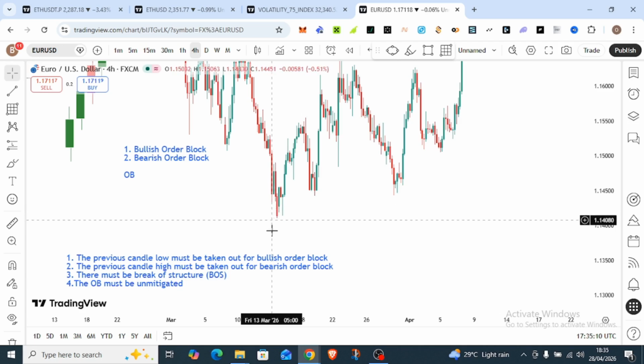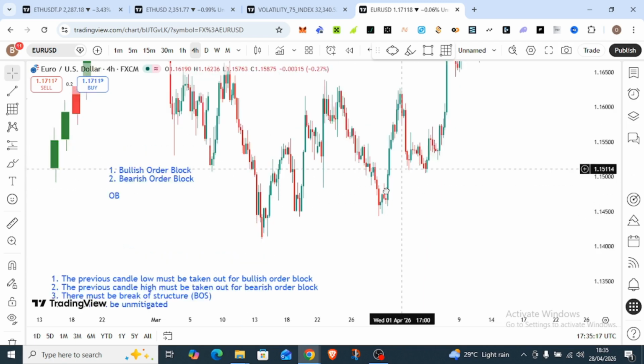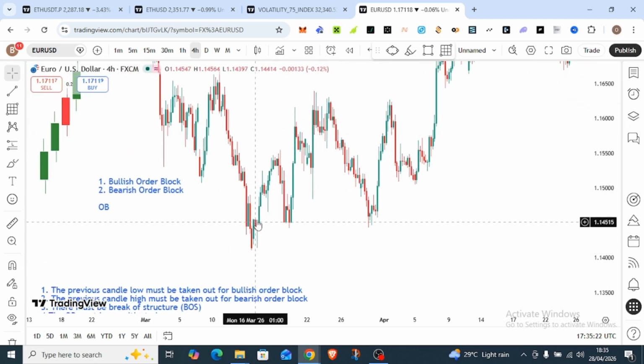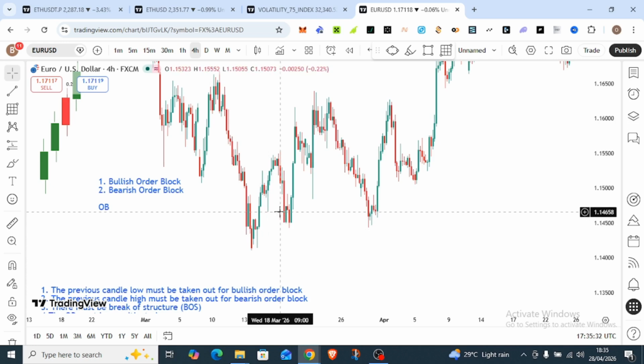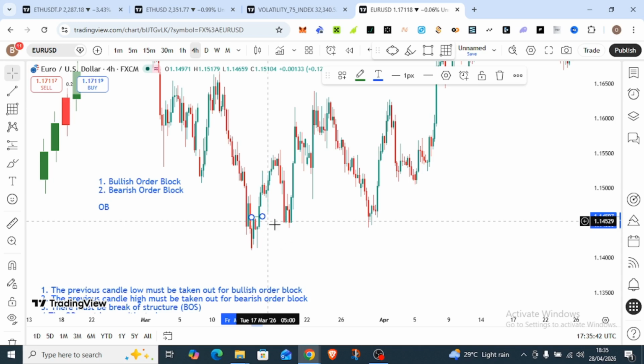We have this place. Let's trace the candle. As you can see, this is a bullish move, so we are doing the bullish scenario first. The low of this candle was taken by this other candle here. And there is a break of structure here, and here.